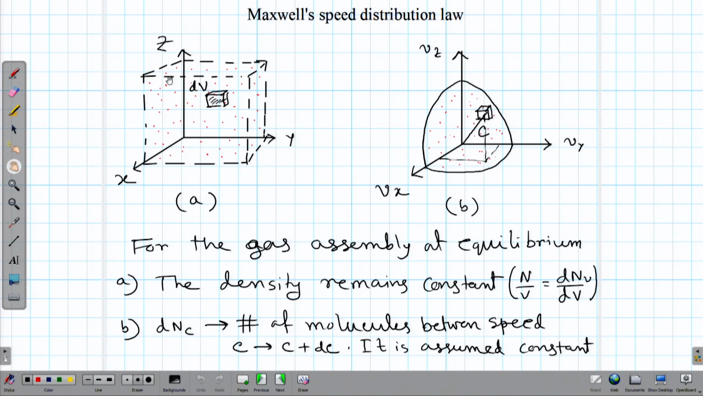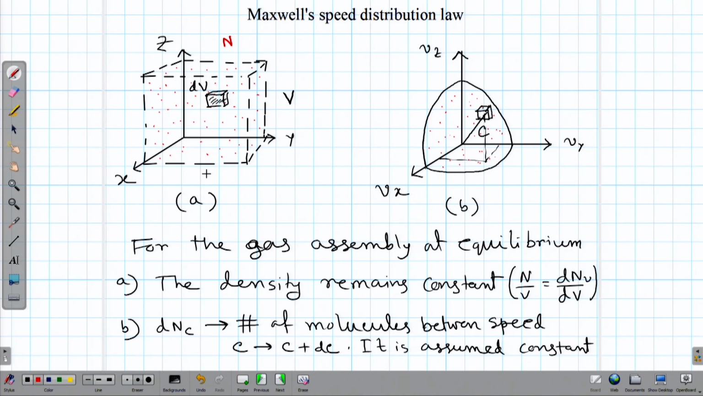So, let us first assume this picture on the left. We have an x, y, z coordinate, which is the standard Cartesian coordinate, and we have assumed a volume V. We have a total number of N gas molecules present in this volume. Now, let us assume that there is a tiny volume dV present here, at some location in this container.